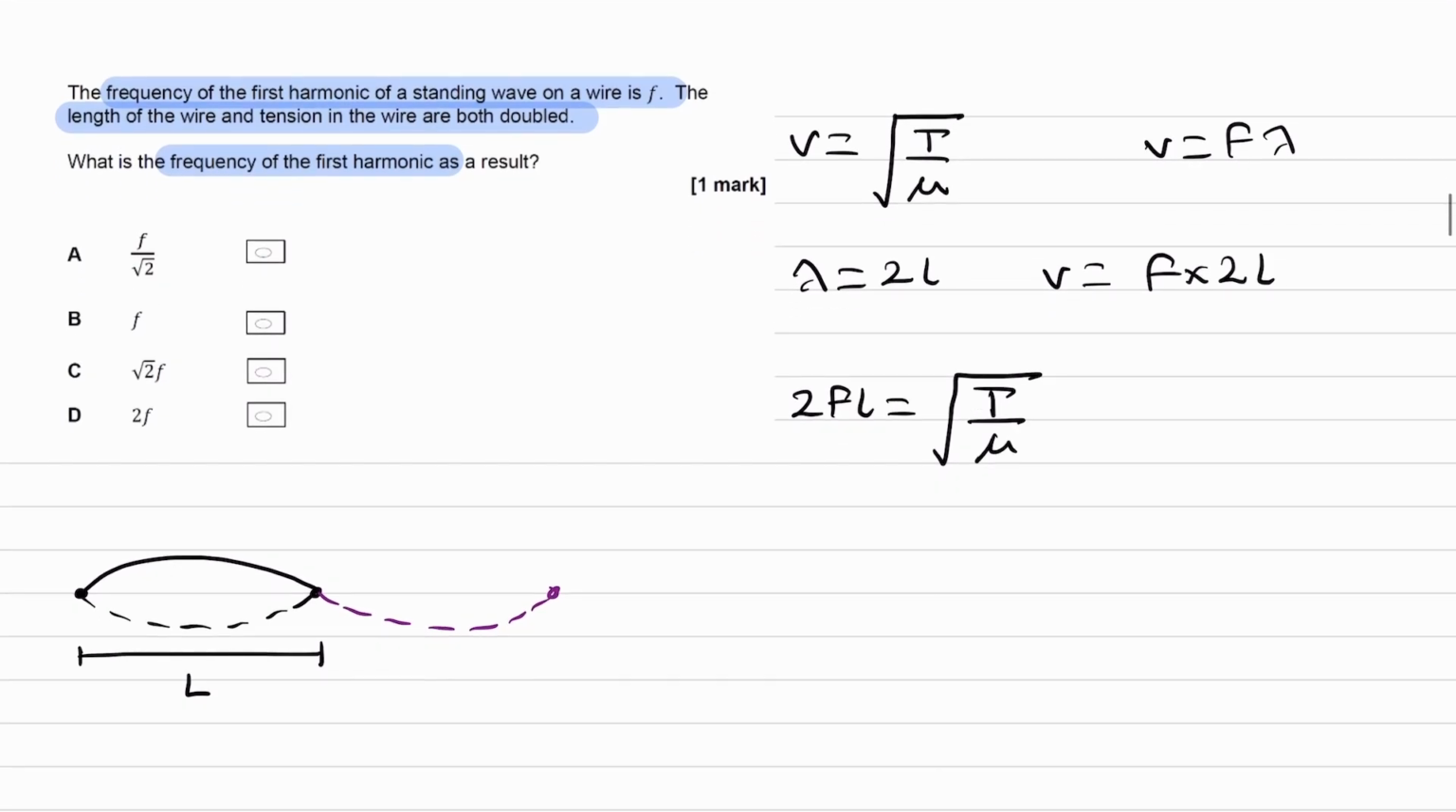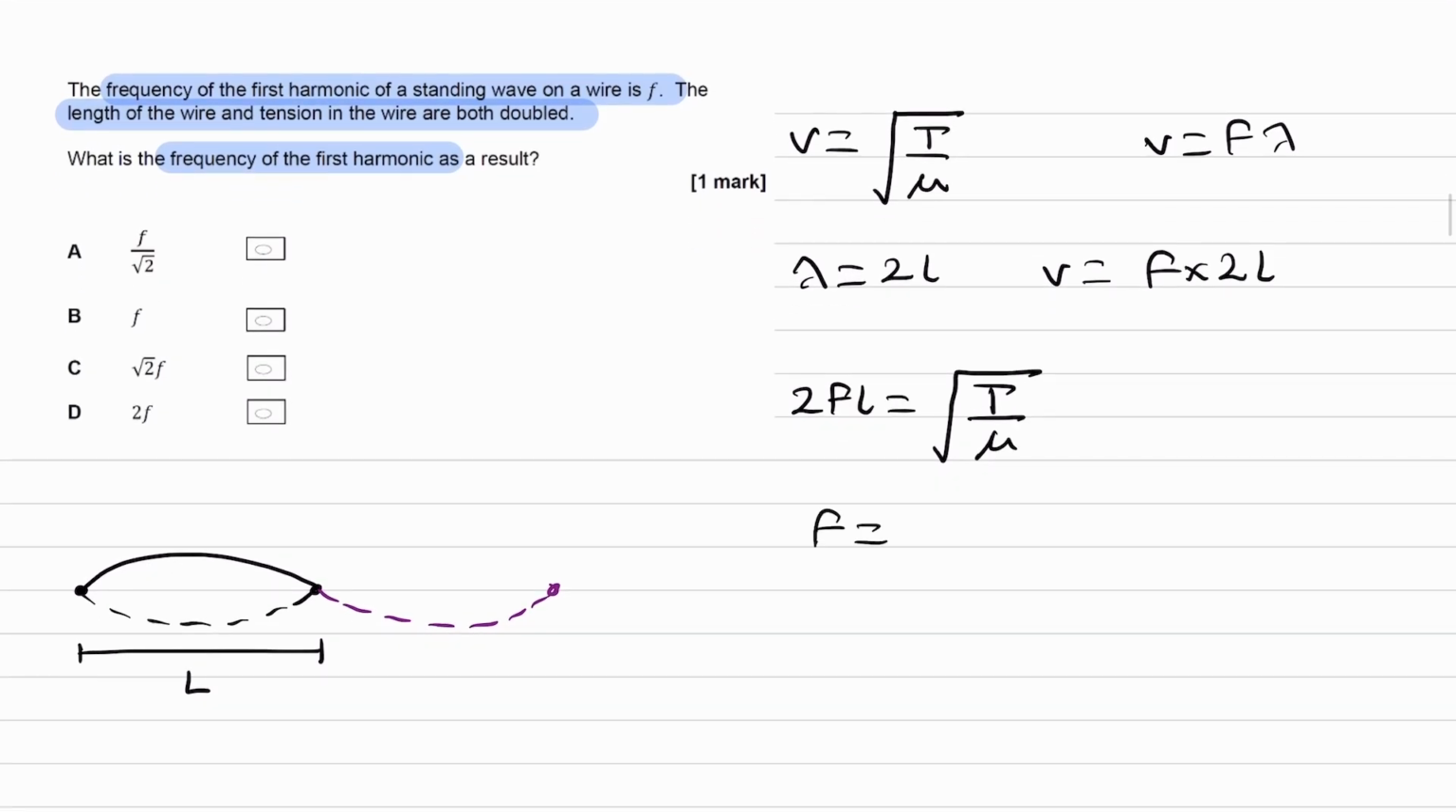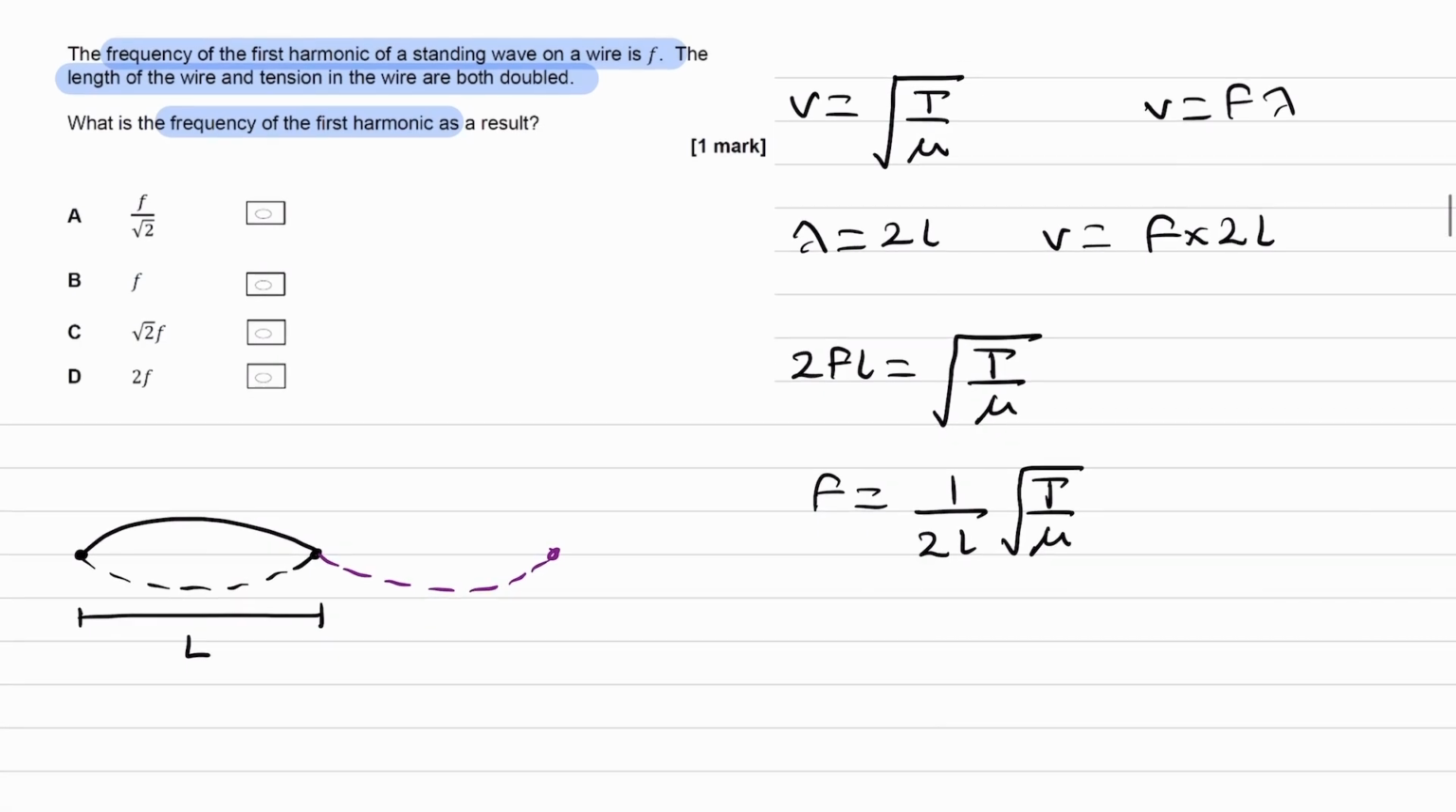So then we can rearrange this for frequency. Frequency is equal to 1 over 2L times root T over mu. And then we can think about proportionalities. So what's changing in this case? It says the length and the tension are both doubled. So length gets times by 2, tension gets times by 2.